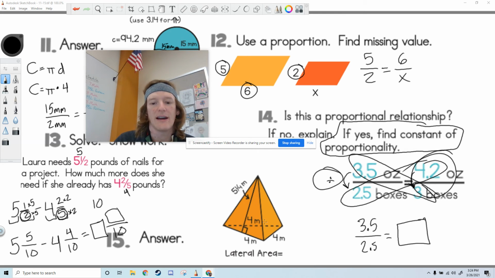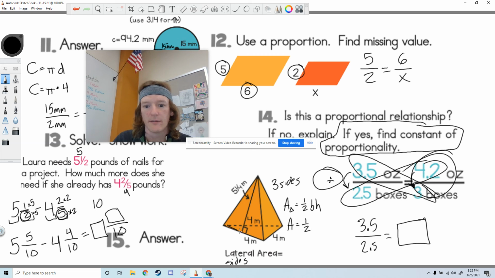15, we need to find the lateral area of this triangular pyramid. There are 3 sides. Lateral means sides. So we need the sides area. We're not going to do the base. The area of a triangle is 1/2 base times height. So the area equals 1/2. The base here is 4. The height is 4.